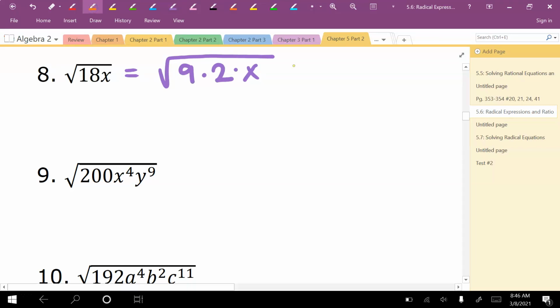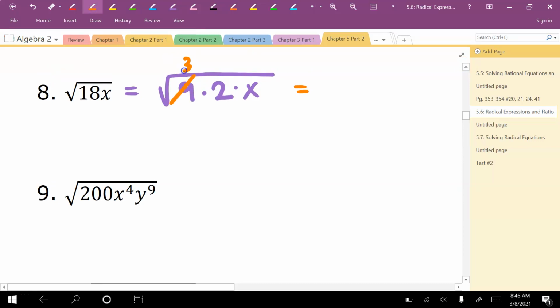Now the last thing to do here is square root the 9. So that becomes a 3, and that goes to the front. The 2 and the x, again, there's not a lot we can do with those, so they have to stay underneath the square root sign. So we have 3, and then the square root of 2x.